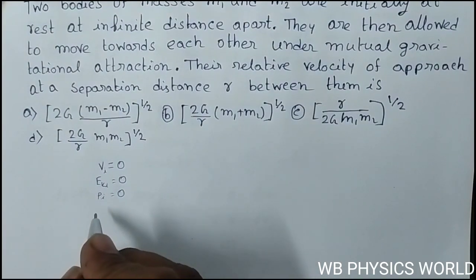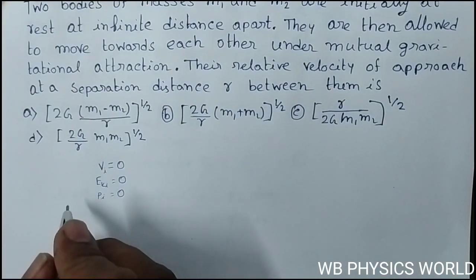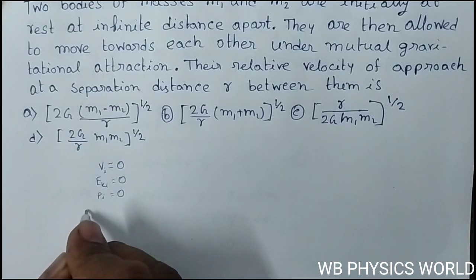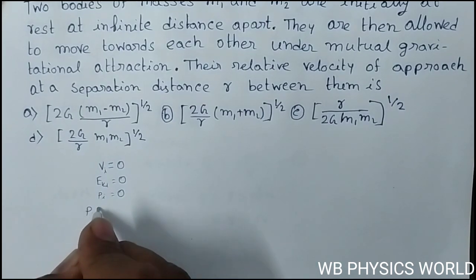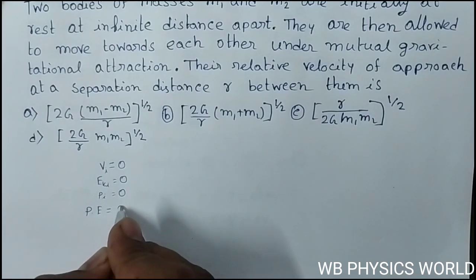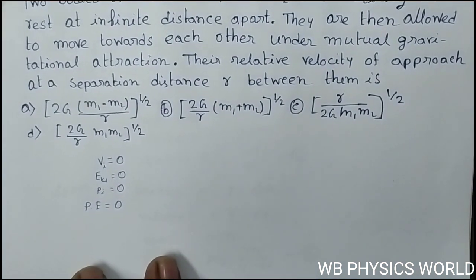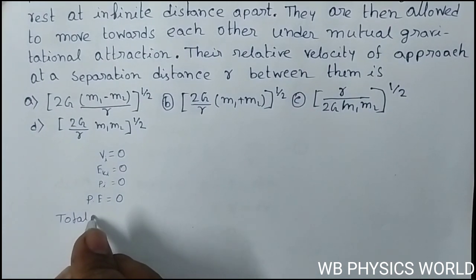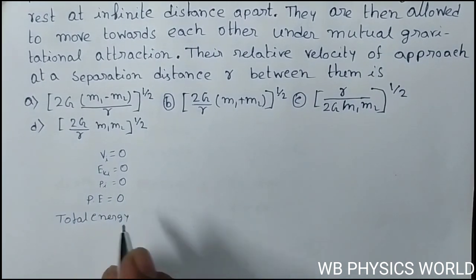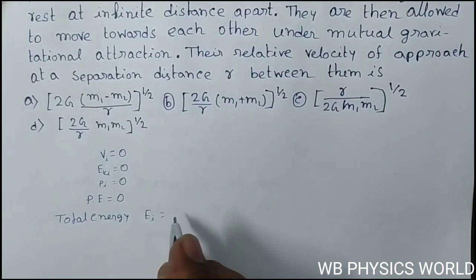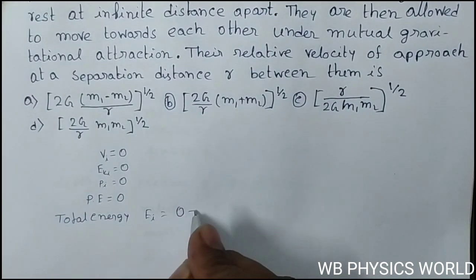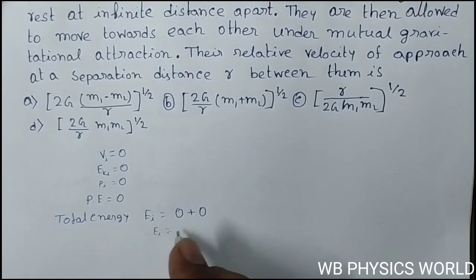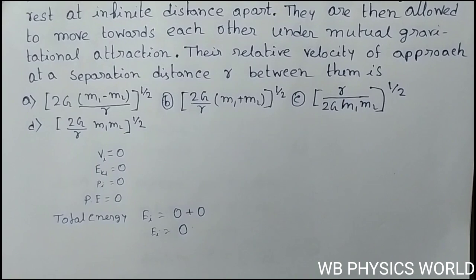And since the distance between the two bodies is infinite, the initial potential energy is also 0. Now the total energy, that is the initial energy, is kinetic energy, which is 0, plus potential energy, which is also 0. So initially the total energy is 0.